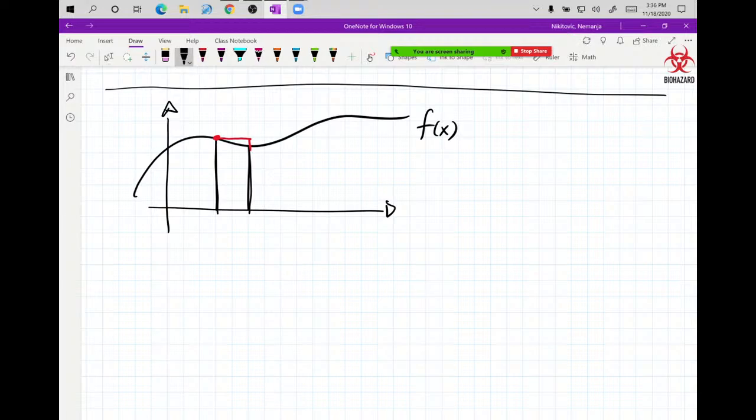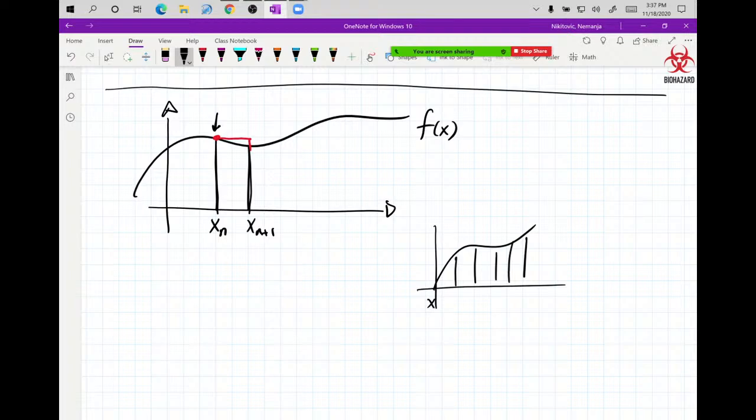You will always be computing your function value at the point where you created your rectangle. Now, this is going to be some xn, and this is going to be xn plus 1. What do I mean by that? Well, when I partition my function like this, this is my x0, x1, x2, x3, x4, xn. The next one is xn plus 1. The next one is xn plus 2. So it's just an index to show us how they connect.